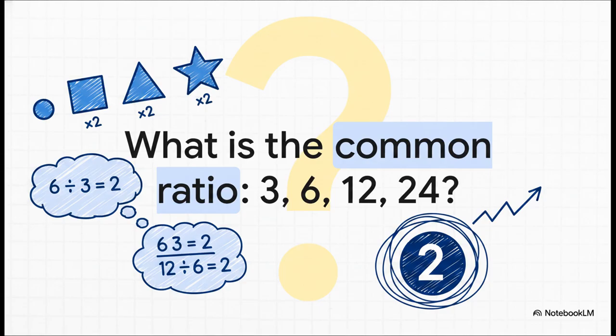Question 4. What is the common ratio in the sequence 3, 6, 12, 24? Find the specific multiplier powering this rapid growth. 6 divided by 3 is 2. 12 divided by 6 is 2. The common ratio is 2, making this a classic doubling geometric sequence.